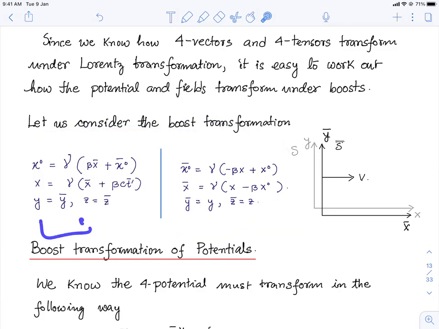This is the forward transformation and this is the backward transformation. They are the inverse of each other, and they differ just by the sign of the beta. Again, because I'm writing it here for the first time, as you all know, beta is V by C and gamma is basically 1 minus beta squared to the power minus half. Okay, so that's our objects here in this transformation.